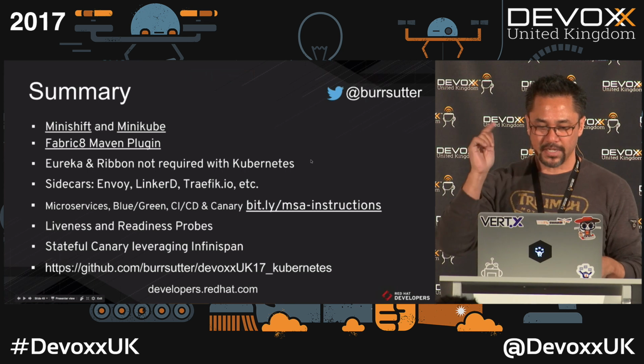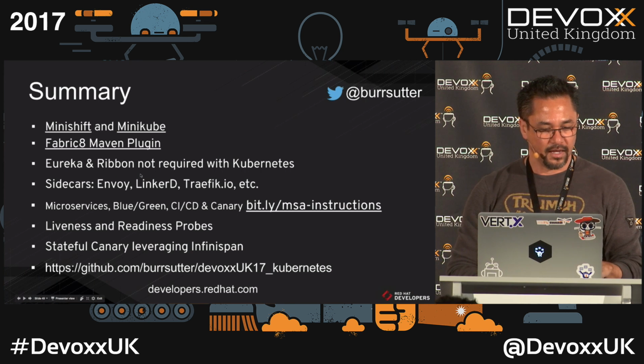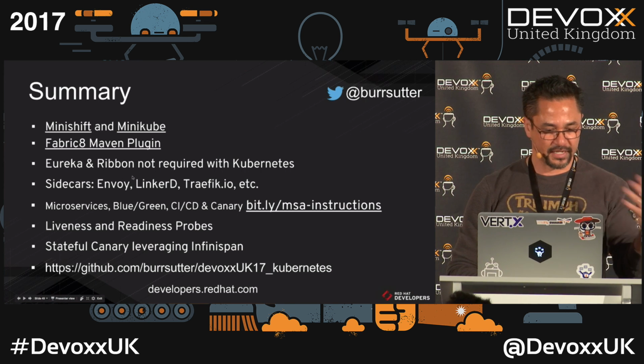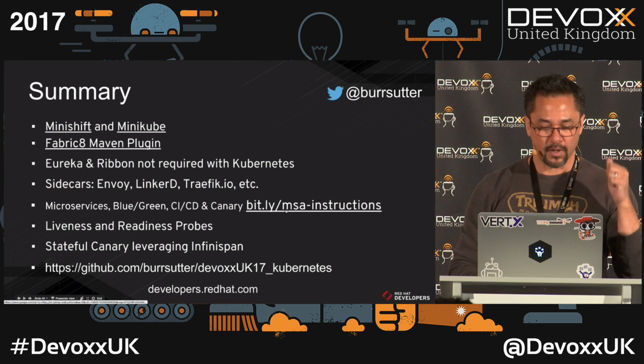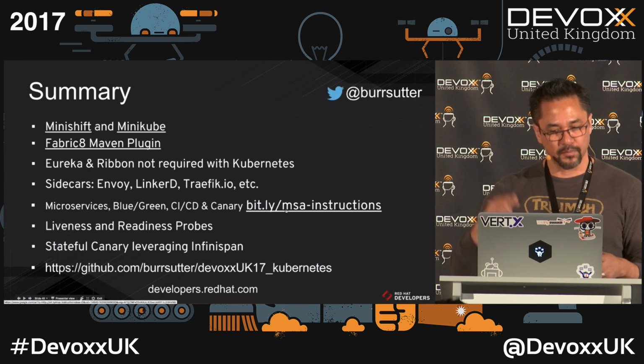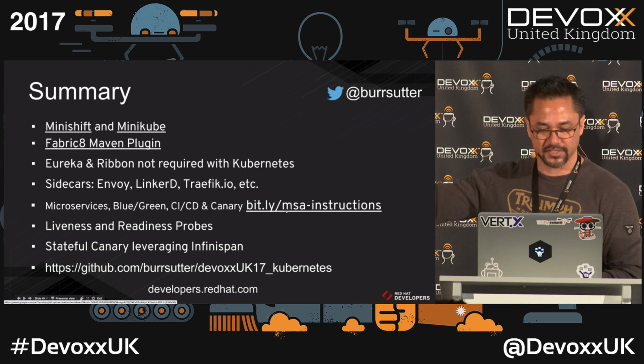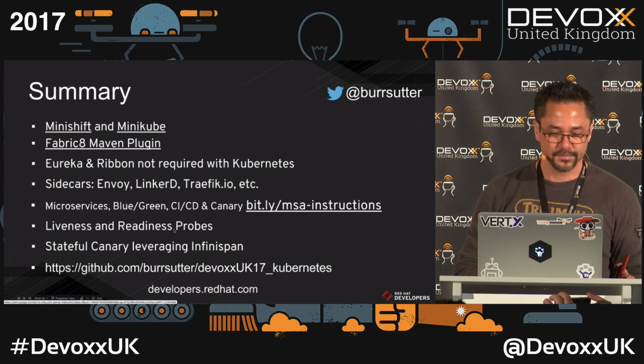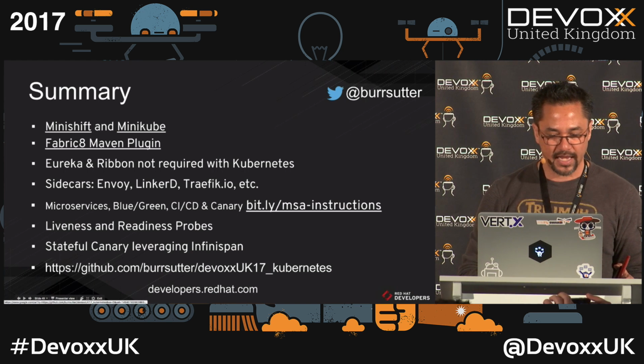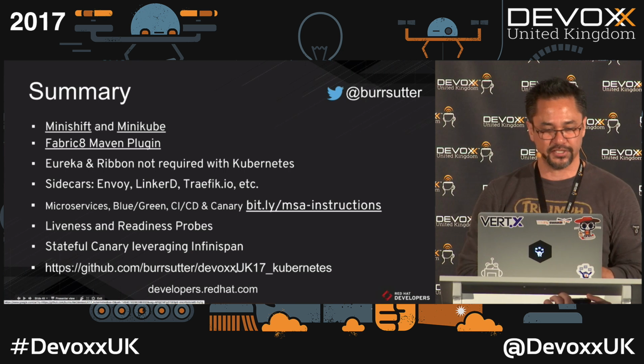But do check out Minishift, Minikube, the Fabric8 Maven plugin. You don't have to worry about Eureka and Ribbon in this architecture. You get that for free. If you want all the instructions for how to do blue-green deployment, canary deployments, things like that, and microservices, we have a whole instruction set out there for you. Check out those readiness probes, and this last GitHub repo is the specific demos I was just showing you.